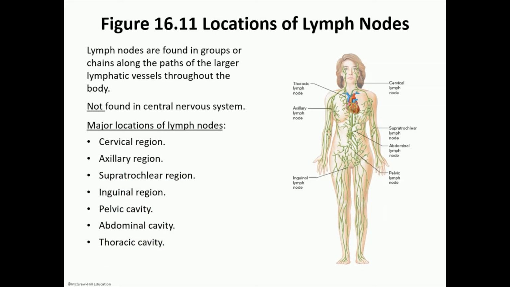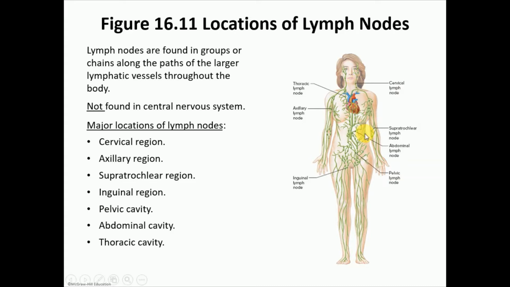So, location of lymph nodes: they are widely scattered throughout the whole body except for the central nervous system. So you're not going to find lymph nodes around the brain or around the spinal cord. But with the exception of the CNS, lymph nodes are found everywhere. And again, they tend to be in groups. So you'll find, for instance, inguinal lymph nodes. You'll have pelvic lymph nodes, abdominal lymph nodes. There are axillary lymph nodes, thoracic, cervical, supratrochlear, that's related to the elbow, and so on.